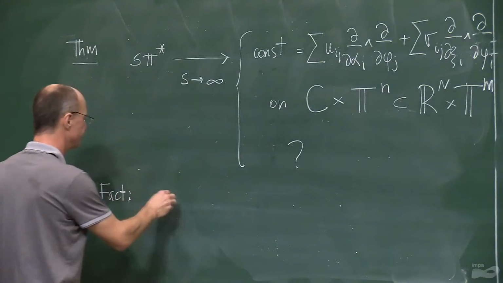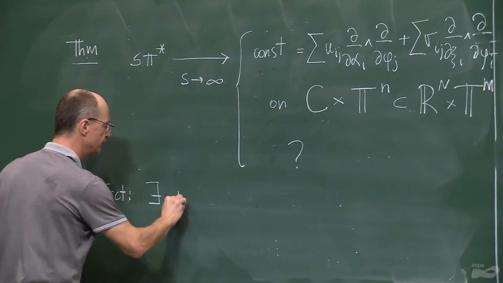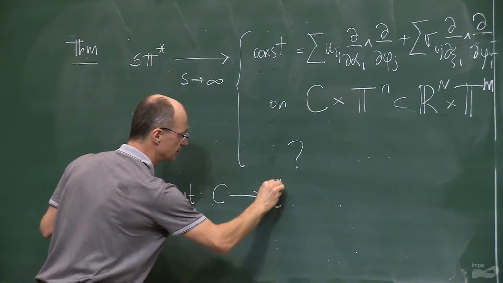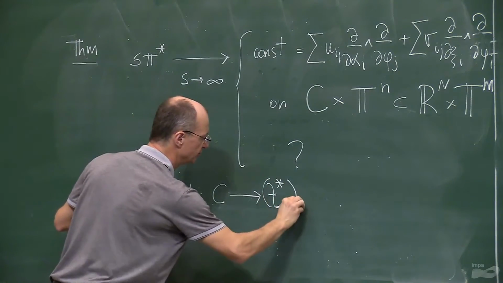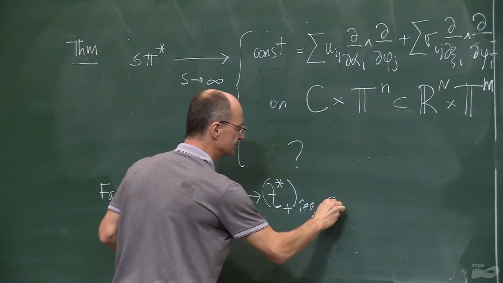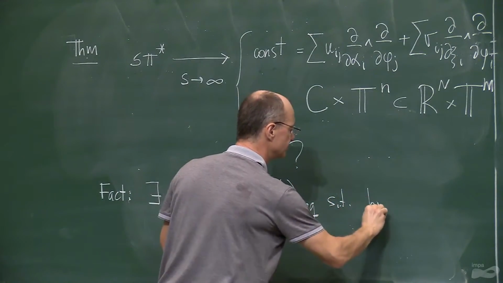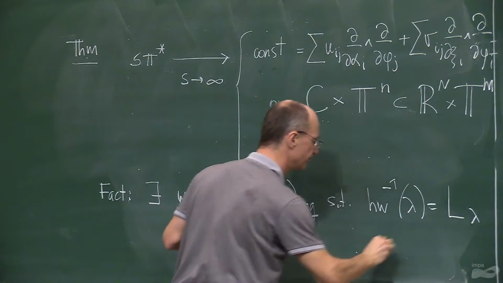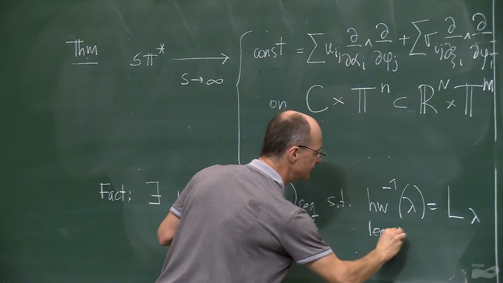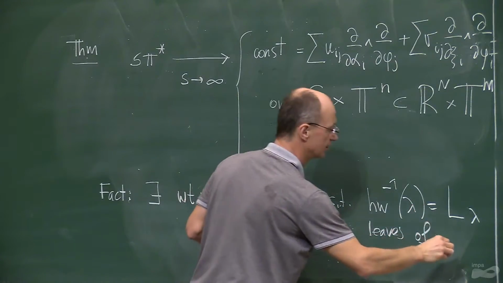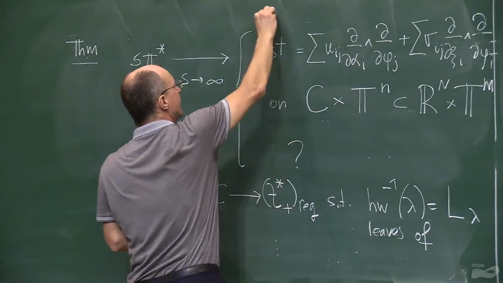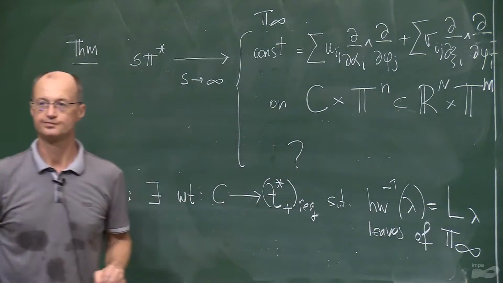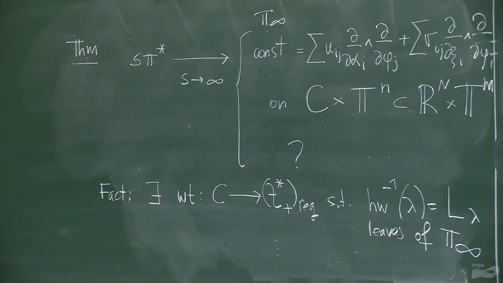So it turns out that there is this highest weight map to the Weyl chamber such that the preimages of points are leaves of this Poisson bracket that I will denote pi infinity. Right? So they are symplectic leaves.